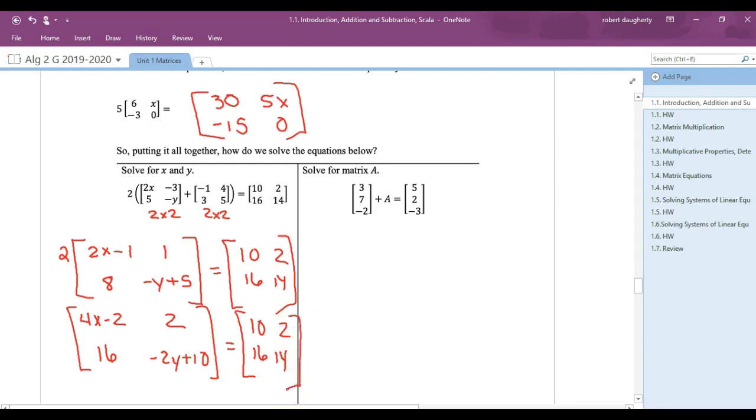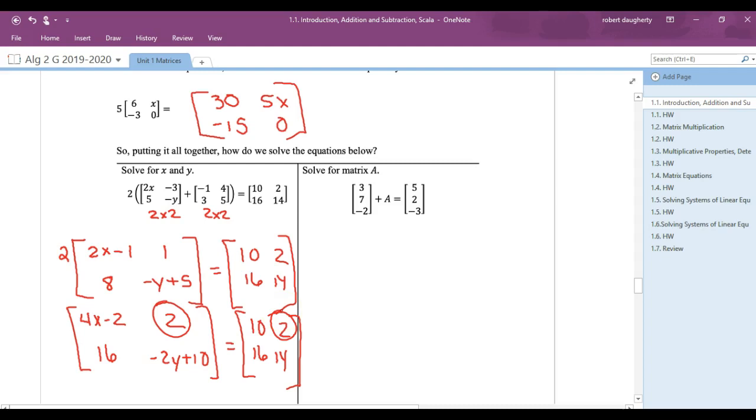These two matrices are equal to each other. What does that mean has to happen? They have to have the what? Same dimension, and every element has to be equal. I'm going to do the easy one for you. 2 is equal to 2, okay?